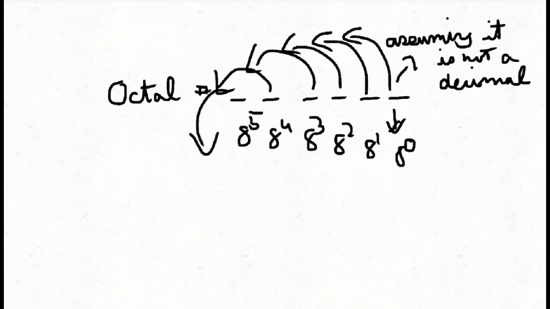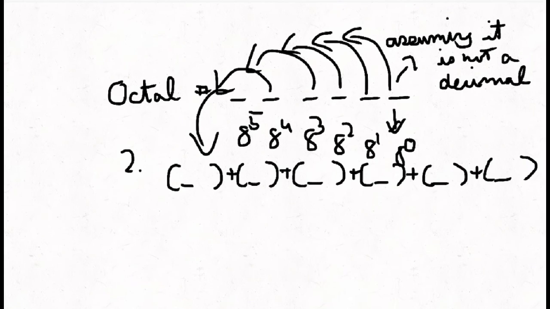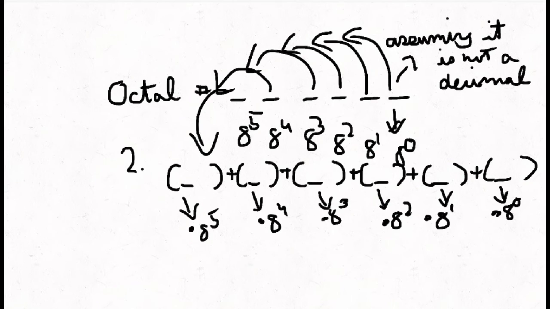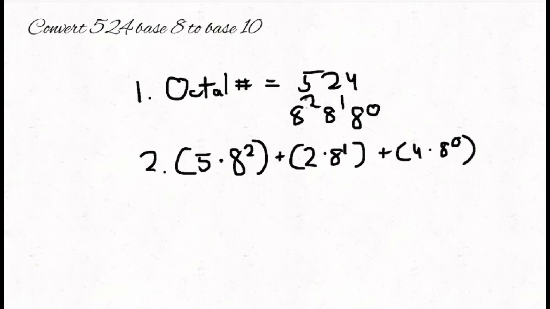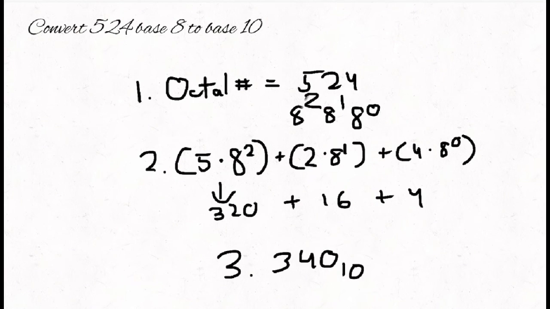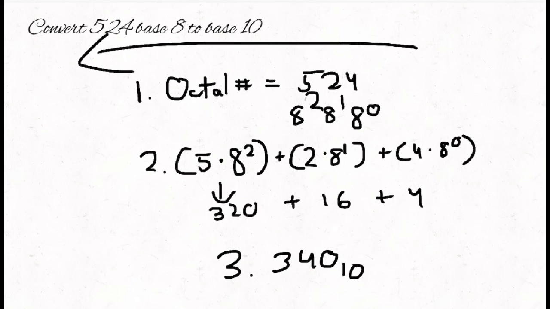We then place each digit in parentheses and multiply each digit by the corresponding power of 8, then add everything up, and that is the answer in base 10. The example is convert 524 base 8 to base 10. We write the octal number 524 and the corresponding powers of 8 right below it, then multiply everything out. 5 times 8 squared is 320, 2 times 8 is 16, then 4 times 8 to the 0 power, which is 1, equals 4. We add everything up and get 340 base 10.